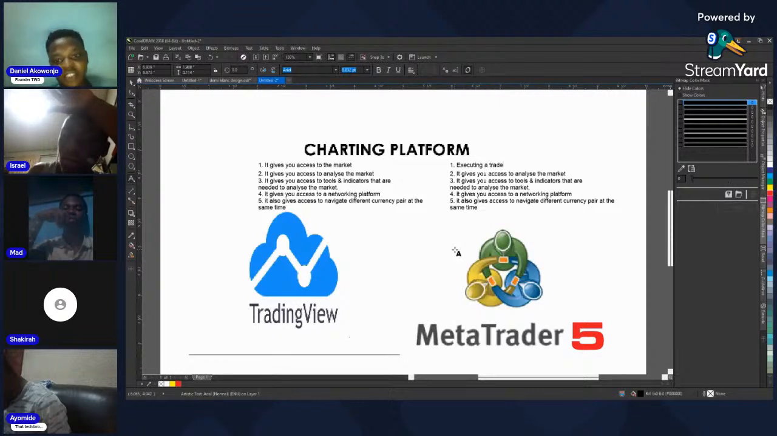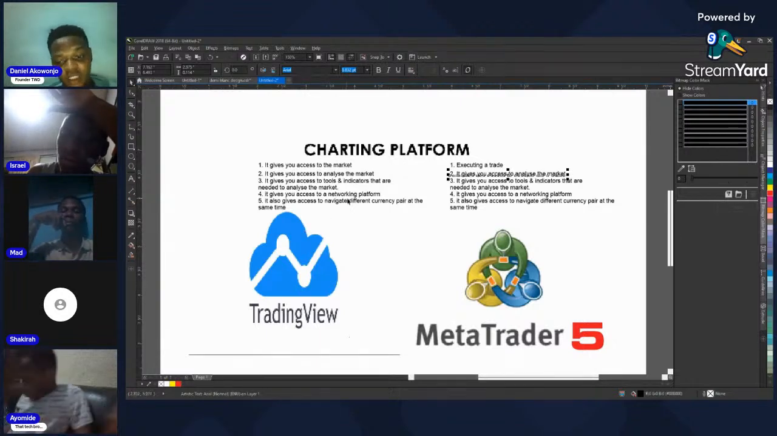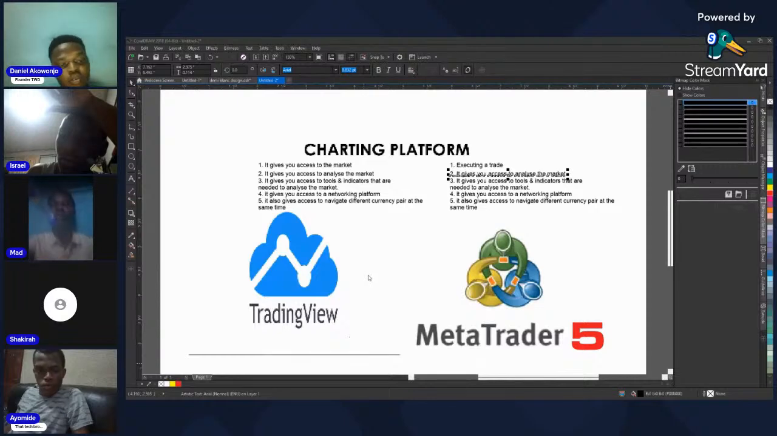What does executing a trade mean? That means you've gone to TradingView, you've analyzed the market, and what you want to do next is bring that particular trade to life. Do you understand? You want the trade to actually be played out and everything should start working, either you're making money or you're losing money. You want to start seeing everything working back to back. Do you get? So that is where MT5 comes in.